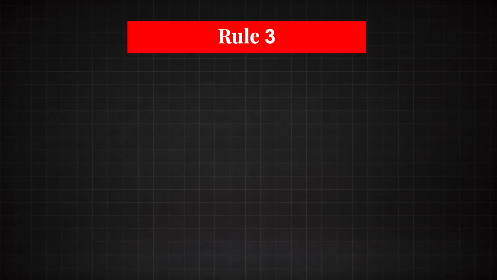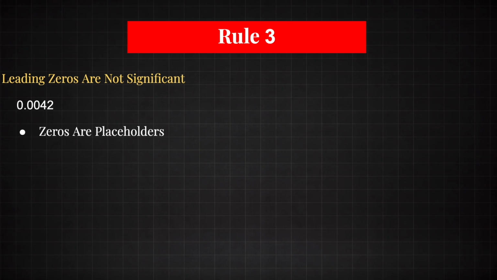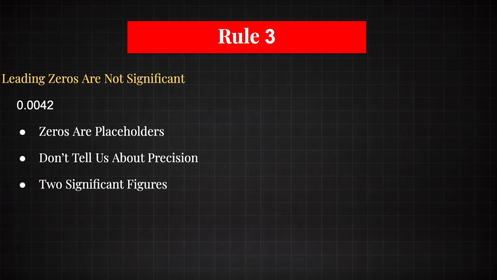The third rule is that leading zeros are not significant. Suppose we write something like 0.0042. The zeros in front are only placeholders. They're not telling us anything about precision, so only the 4 and the 2 are significant.